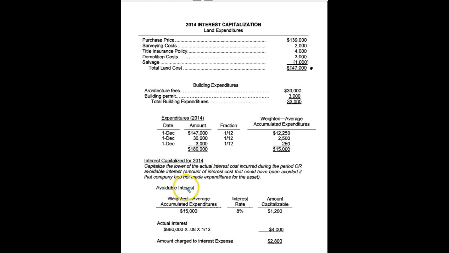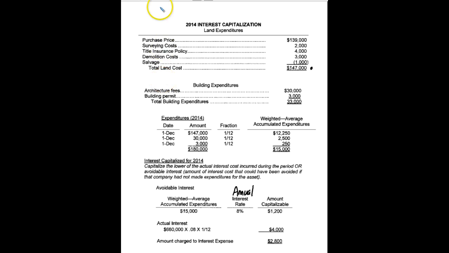Okay, so let's go to the avoidable interest. So here's our weighted average expenditures, $15,000 at an 8% rate, $1,200. So we could have avoided $1,200 if we hadn't expended this money and borrowed money for that. So for a year, and by the way, we put this on an annual, $15,000 is a weighted average for a year because its interest rate is an annual interest rate. Could have done this a little bit different, but this is how your textbook illustrates it, so I'm going to go with it as well. Again, this is annualized because this interest rate is annualized.